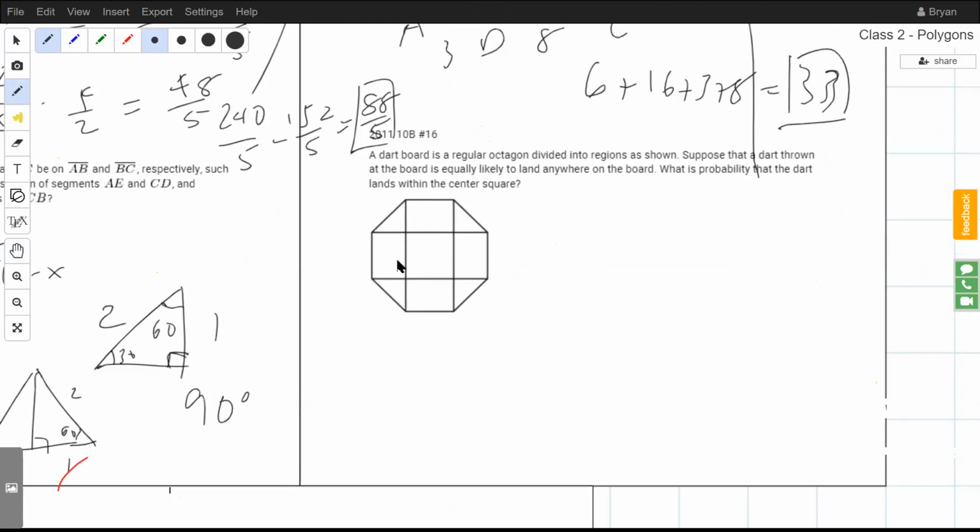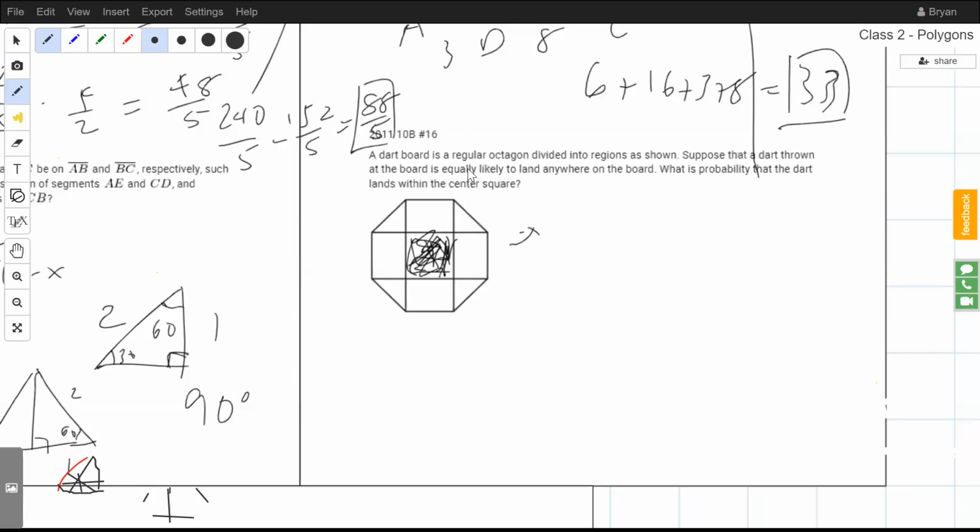Okay, so next problem. A dartboard is a regular octagon, and it's divided into regions. This is actually like the example I showed you earlier. Suppose that a dart, when thrown at a board, is equally likely to land in any area. What is the probability that it lands in the center square? What this is really asking is to find the area of the square over the area of the entire octagon. It's really intuitive. It's also something called geometric probability that we might go over later. But yes, area of the square over area of the octagon.